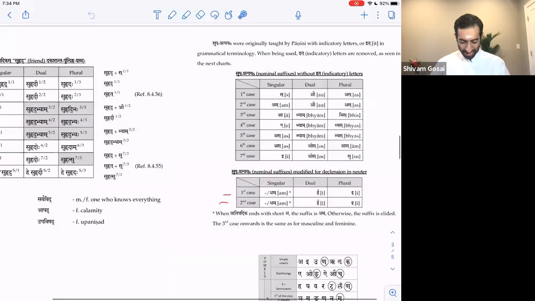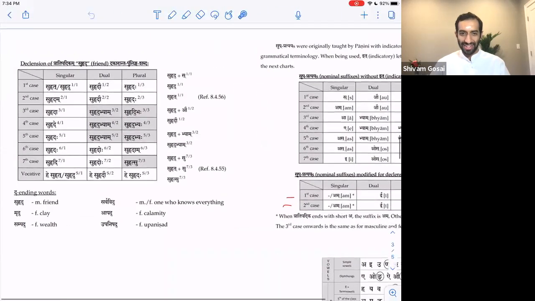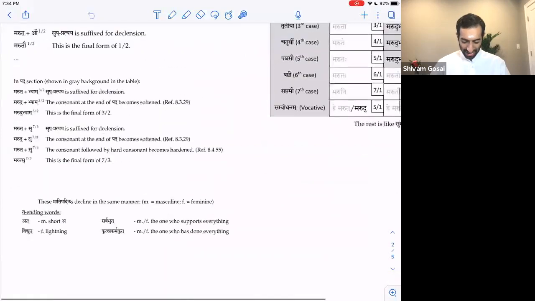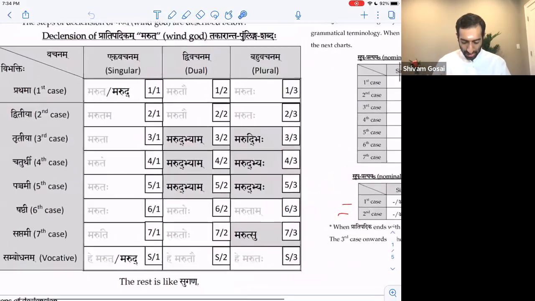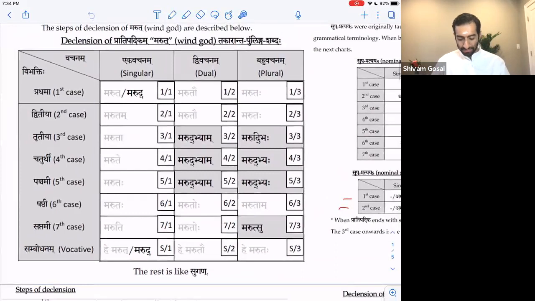So we want to start off with this Marut, where we left off in our last class. Marut is on page 130, I believe. You see Marut. Marut is the name of Vayu Devata, the wind god. And this is a Takaranta Punlinga, a ta-ending masculine Shabda.